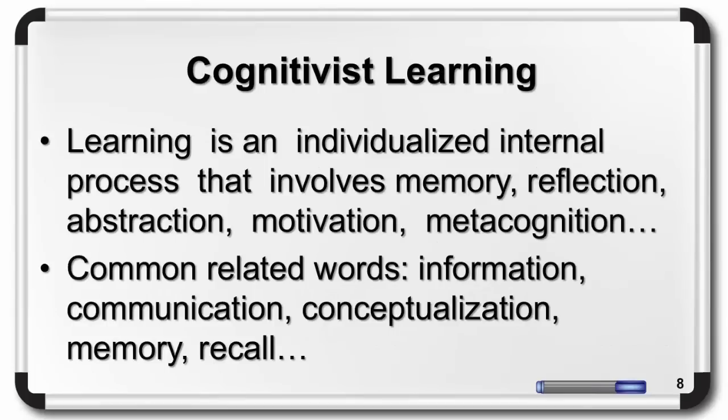The next major theory that followed behaviorism was cognitivism. According to cognitivism, learning is an individualized internal process that involves memory, thinking, reflection, abstraction, motivation, and metacognition. Metacognition is a fancy word that means thinking about our thinking. Common words used in cognitivist discourse include information, communication, conceptualization, memory, recall, and so on.